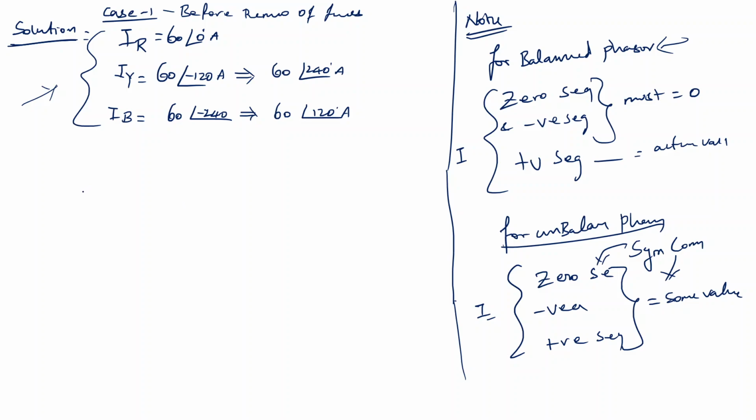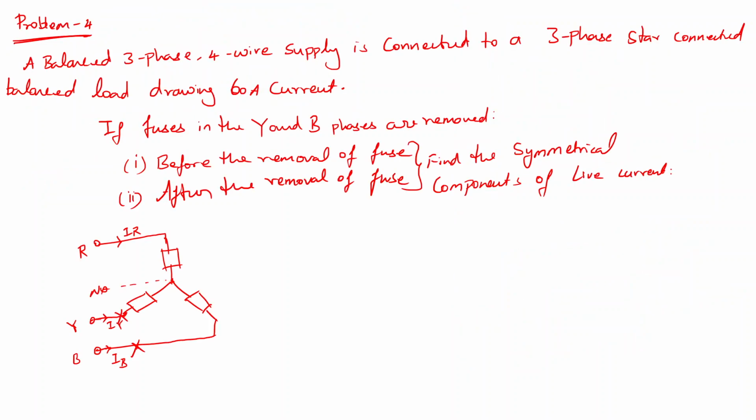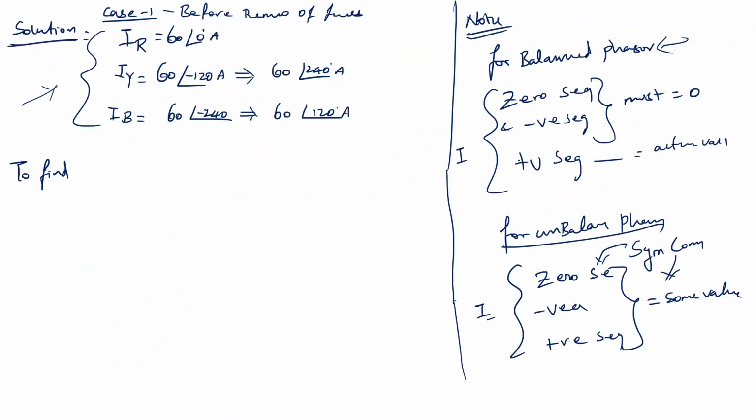Again, when fuses are not removed, the supply is balanced. That theory I already explained. Now we will go one by one. To find the symmetrical components, we need positive, negative, and zero sequence, all three values, then only it is the symmetrical component. So first we start with case 1 and find the zero sequence.